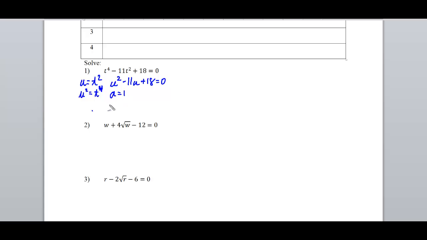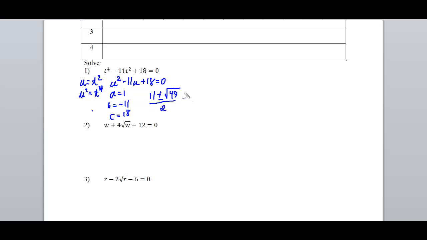My a is equal to 1, my b is equal to negative 11, and my c is equal to 18. Now I can plug this into the quadratic formula, so positive 11 plus or minus the square root of b squared minus 4ac over 2a, and this gives me, if you've typed this in correctly, the square root of 49 over 2 times a, which is 2.